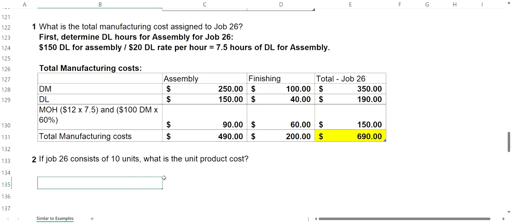$690. Now, like with the previous problem, if I would like to get that per unit, I would take the total cost of $690. It says, what if job 26 consisted of 10 units? I'll divide it by 10, and that would be $69 even per unit.